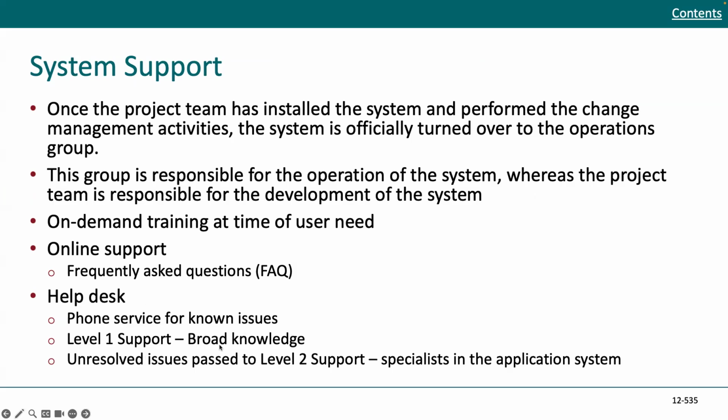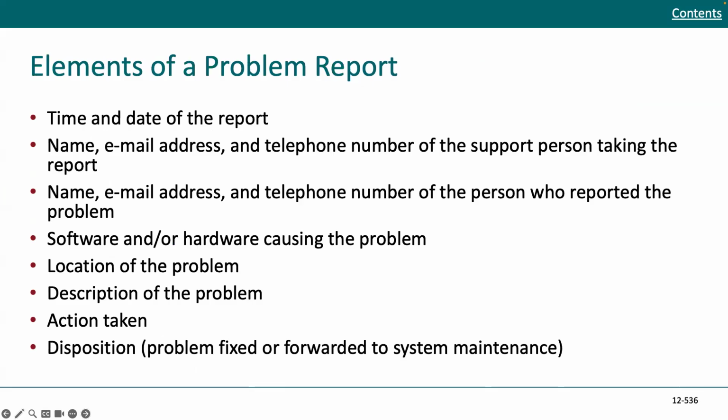A level 1 support can help with broad knowledge, and then you can have unresolved issues passed on to level 2 support that have specialists in the application system and get users operational and overcoming any challenges they might have.